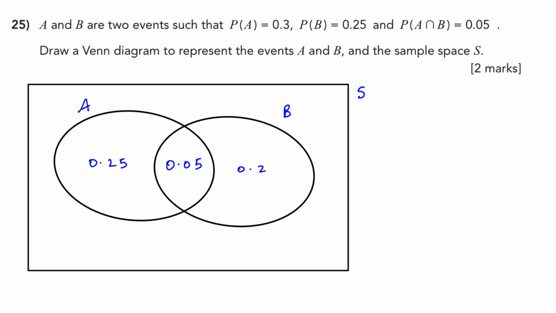And then to find the outside one, you know that probability is always equal to 1. So this whole probability is equal to 1. So from 1, we are going to subtract 0.25 plus 0.05 plus 0.2. And this will give us 0.5. That will come here. So we have finished with our Venn diagram.